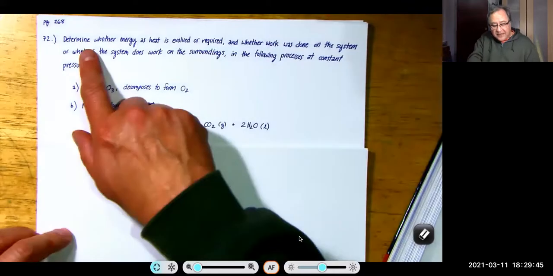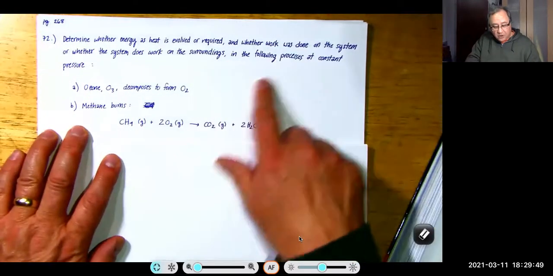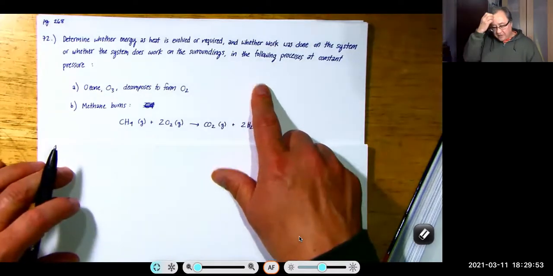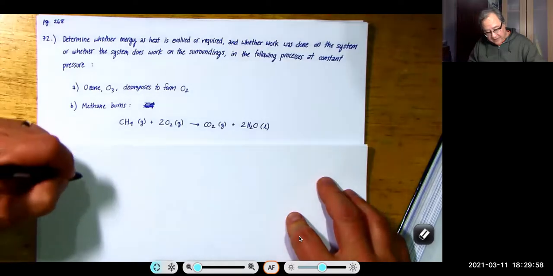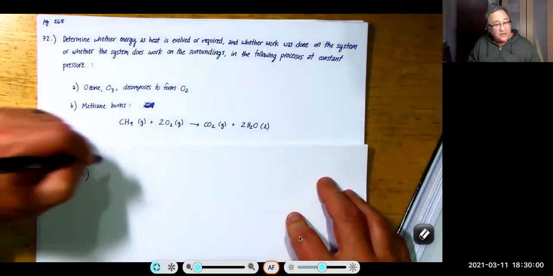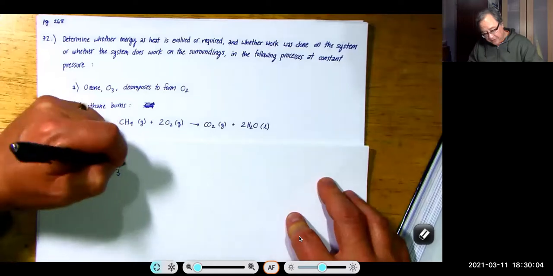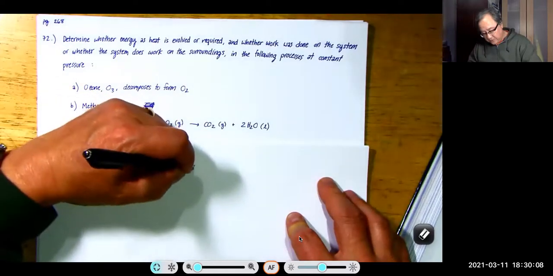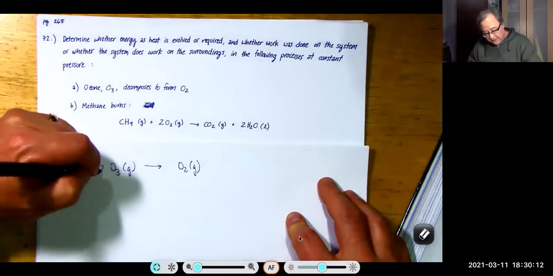Determine whether energy as heat is evolved or required, and whether work was done on the system or whether the system does work on the surroundings in the following processes at constant pressure. If we take a look at A, we have ozone decomposes to form O2. Ozone is a gas. It decomposes to form O2. And we want to go ahead and balance this reaction. So we're going to put a 2 here and a 3 here.